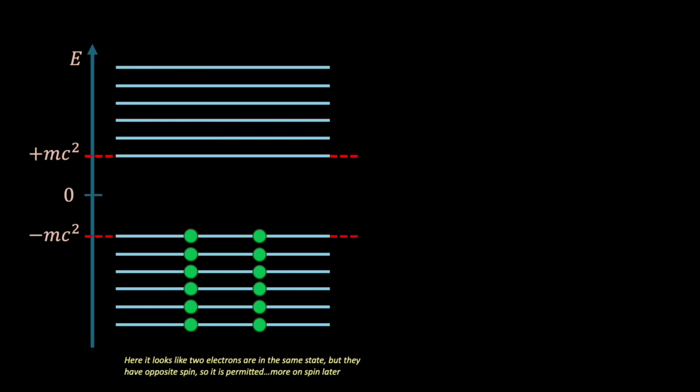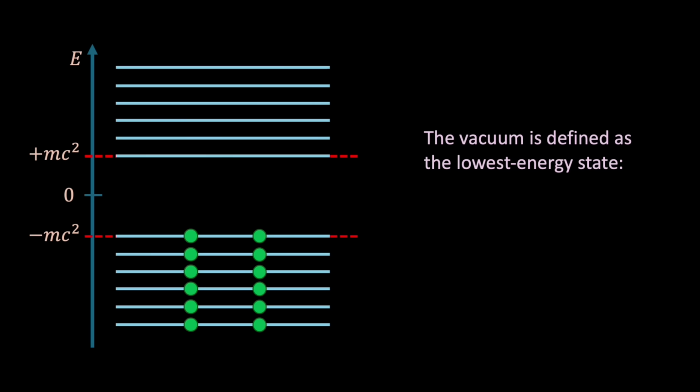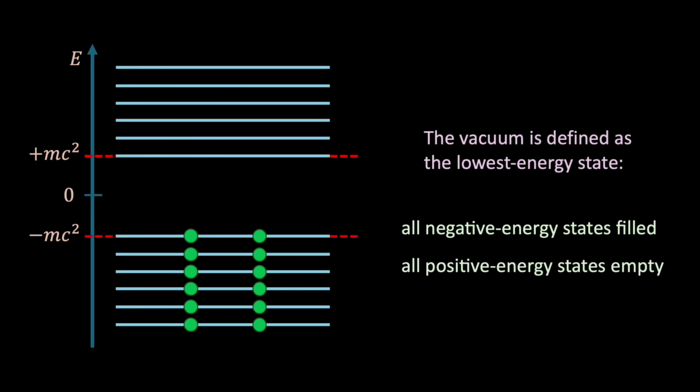So this diagram, with its ladder of filled levels, represents the vacuum. In Dirac's original model, the vacuum is defined as the lowest energy state of the universe. All negative energy states filled, all positive energy states empty. It's the baseline.